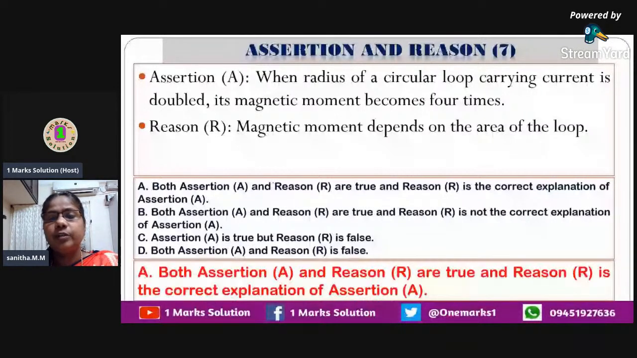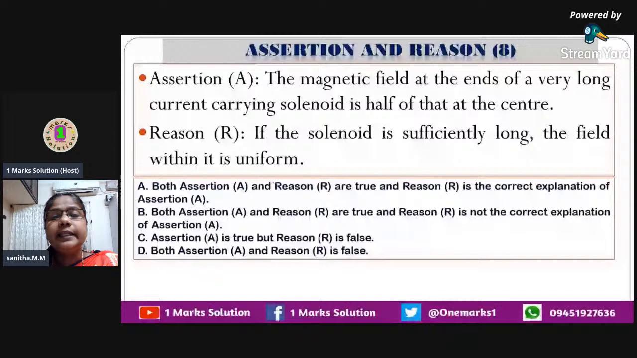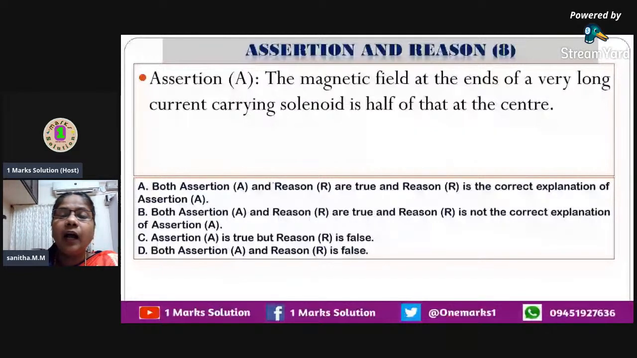Now we'll move on to the next one, that is the 8th one. The magnetic field at the end of a very long current carrying solenoid is half of that at the center. That means the solenoid is very large. We can say that it will be half of that at the center, that means the end will be less. Mu 0 Ni is the equation for the magnetic field at the center, and at the end, we can say divided by 2. So mu 0 Ni divided by 2.